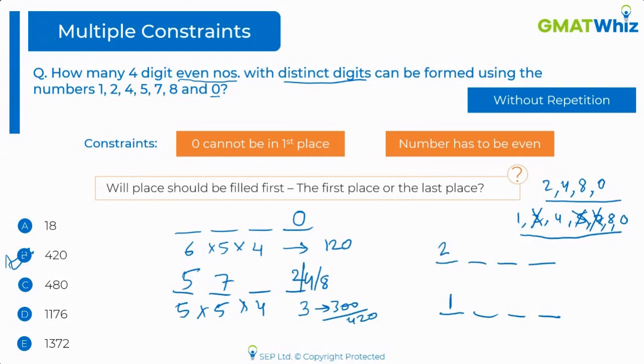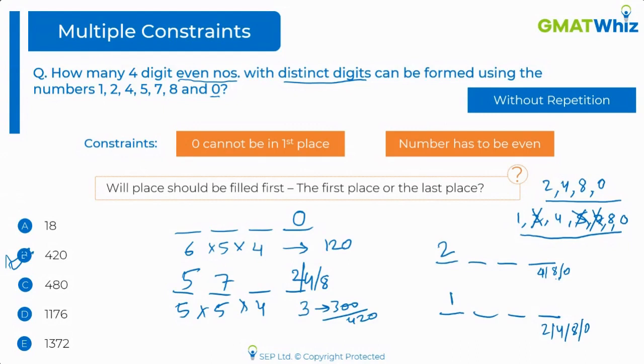So I'm explaining this part again. What I'm saying is, if I want to fill the first place, I have to be careful about which number I use. If I use an even number in the first place, then for the last place, I only have 3 options left. But if I use an odd number in the first place, I have 4 options available for the last place. Okay, so that's why you have to make 2 different cases. Okay, over here as well. So let's start with the first one.